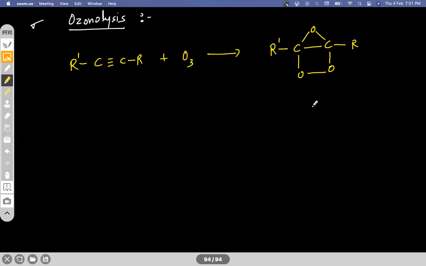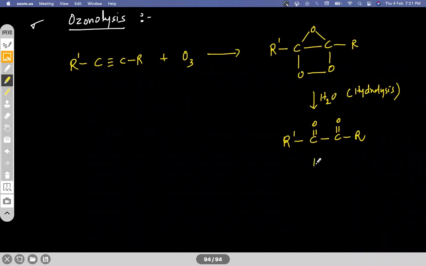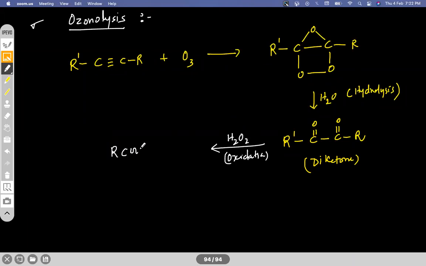And then if you do the hydrolysis of this one, H2O hydrolysis, it gives you R dash C double bond O, C double bond O, R. This is the product we get. Diketone it forms. This reaction is there in the aldehyde ketone chapter also. One additional point: if this diketone goes under oxidation with hydrogen peroxide, it converts into carboxylic acids, RCOOH plus R dash COOH. This is not that important. If you want, you can write it down.